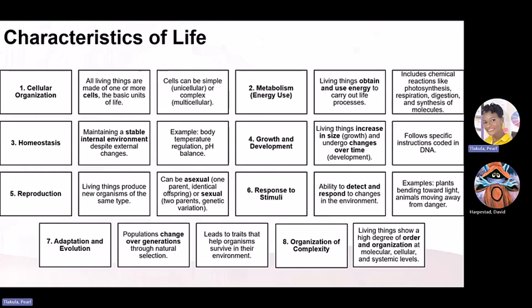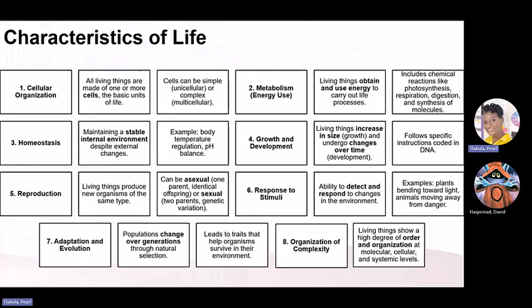The sixth characteristic of life is that all living organisms respond to stimuli, which means they have the ability to detect and respond to changes in the environment. An example would be a plant bending towards light, or animals moving away from danger. The seventh characteristic of life is adaptation and evolution. Populations change over generations through what we call natural selection. This leads to traits that help organisms survive in their environment. The last characteristic of life is organization and complexity, meaning living things show a high degree of order and organization at molecular, cellular, and systemic levels.